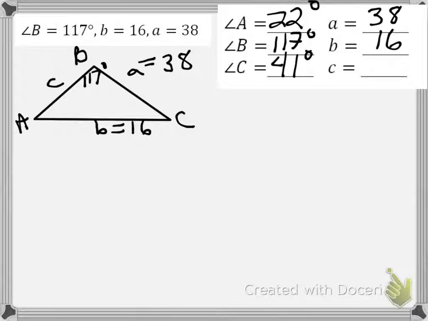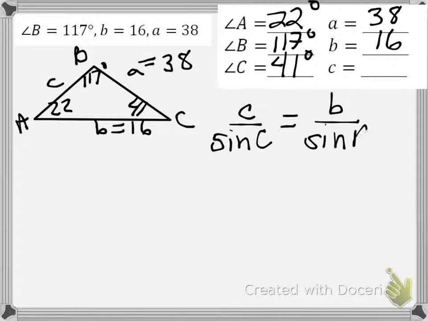So at this point I'm happy because I'm almost done. I know that angle B is 117, angle A is 22, angle C is 41. And it'd be nice if I knew what side C was. It's the last thing that we need to find. So, since I'm looking for a side, I'm going to write my law of sines with sides up. So, side C over sine of C is going to equal, doesn't matter which one we use, why not, let's use B. Side B over sine of B.